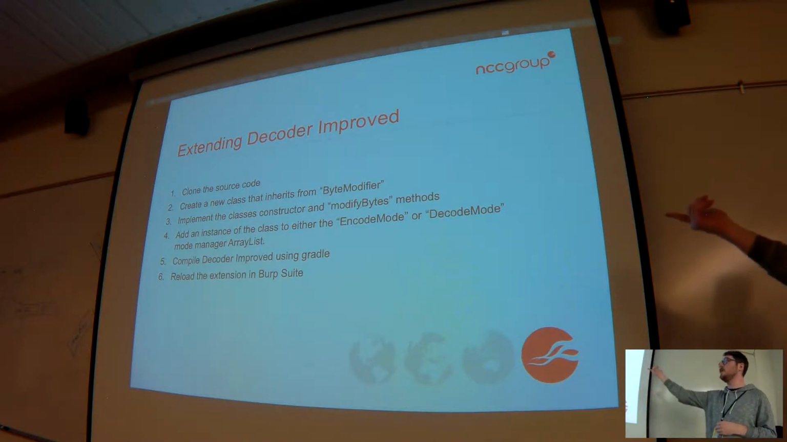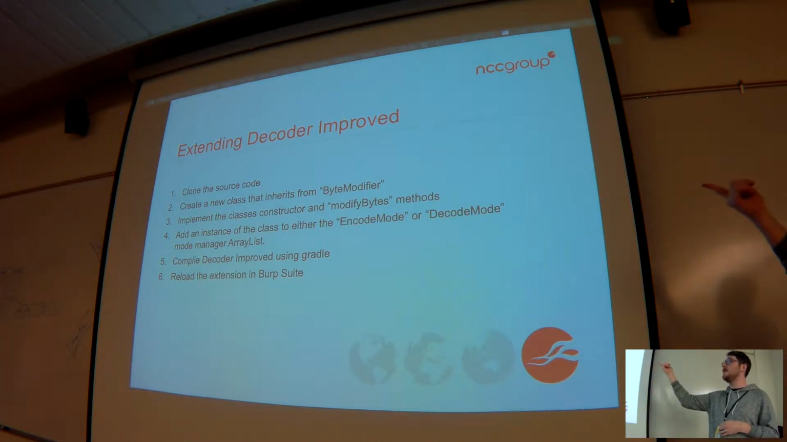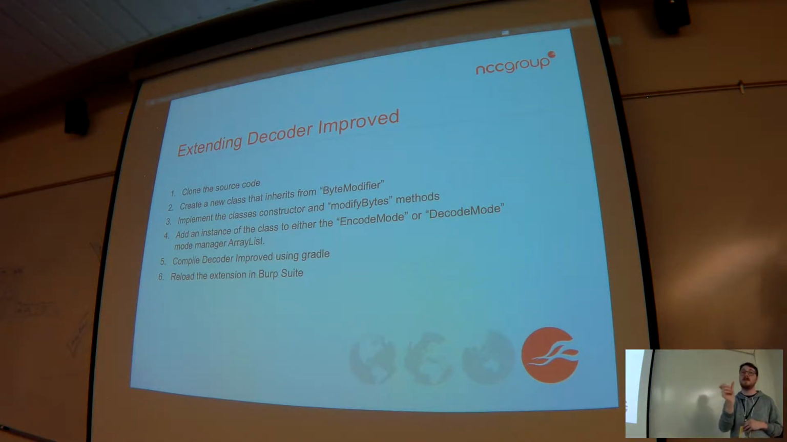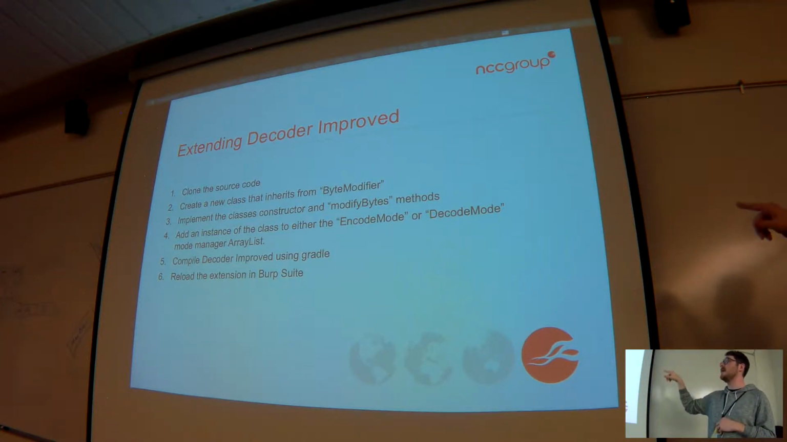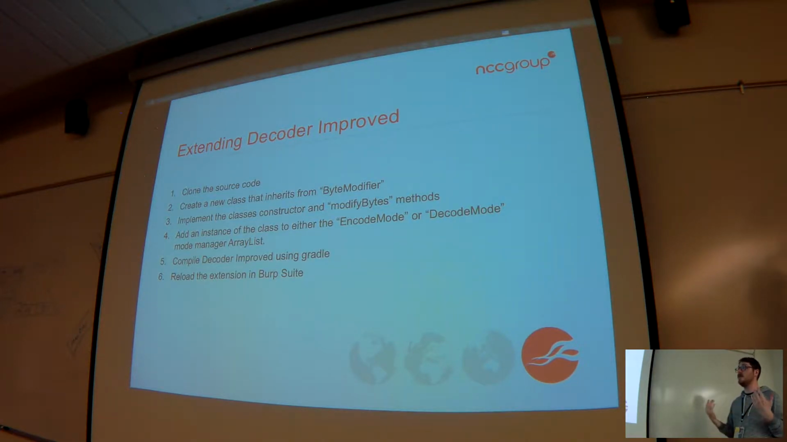And then you create a new class that inherits from ByteModifier. You implement the constructor, which is basically just calling super with the name of the thing you want to show up in the little drop-down list. And implementing the modifyBytes method, which takes in an array of bytes, and it returns an array of bytes. So everything's in bytes, because that's what data is. And then you go in the encode mode class or decode mode class, depending on if you're encoding things or decoding things.